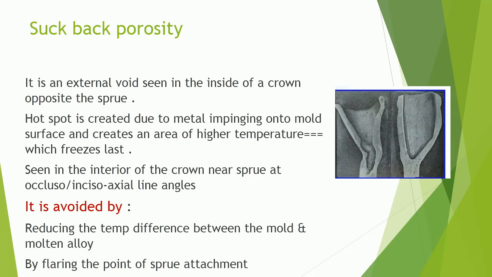How can it be prevented? By reducing the temperature difference between the mold and molten alloy so that this hotspot is not created, and by flaring the point of sprue attachment. Now all these porosities are important, but you just have to know their names, the reason or cause of these porosities, and just 2-3 points of how they can be avoided.